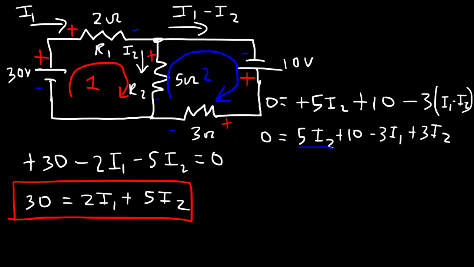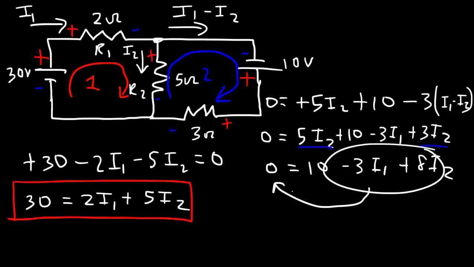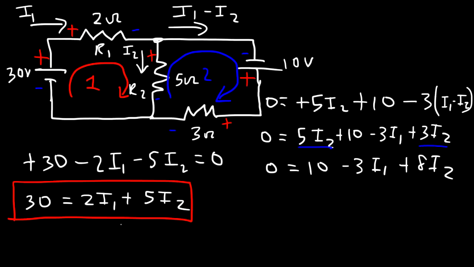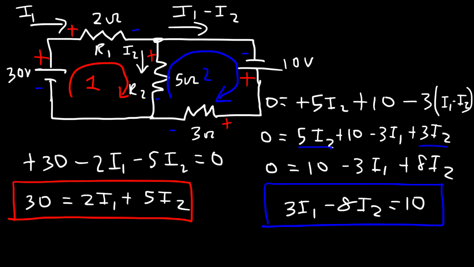And so let's go ahead and combine like terms. So we have 0 is equal to 10 minus 3I1, and 5 plus 3 is 8, so that's going to be plus 8I2. Now I'm going to take these two and move them to the other side. So now I have positive 3I1 minus 8I2, that's equal to 10. So this is the second formula that we need. Now let's do some algebra.